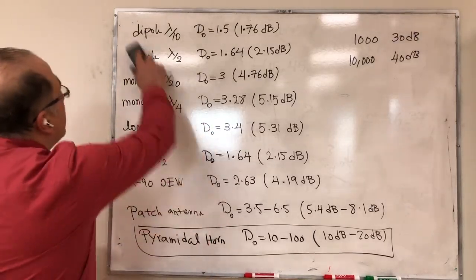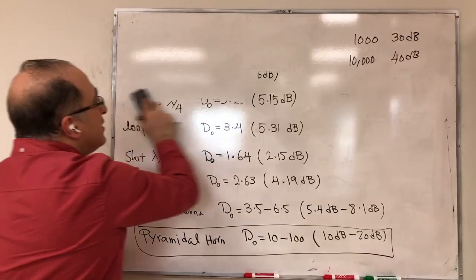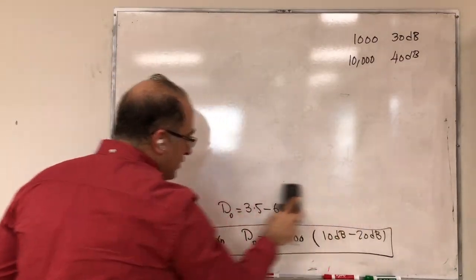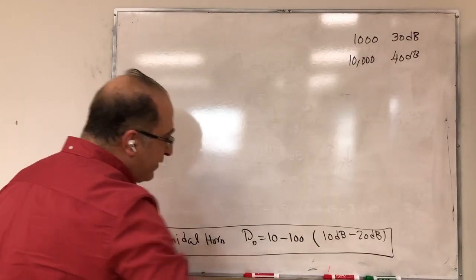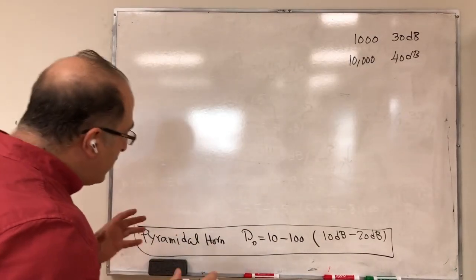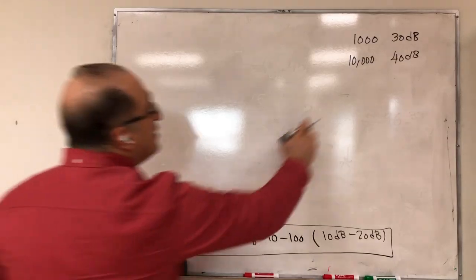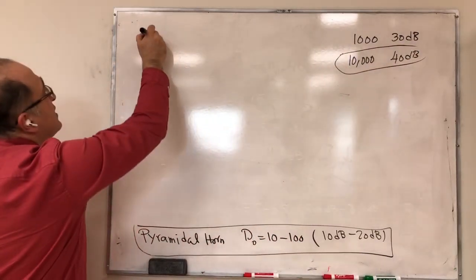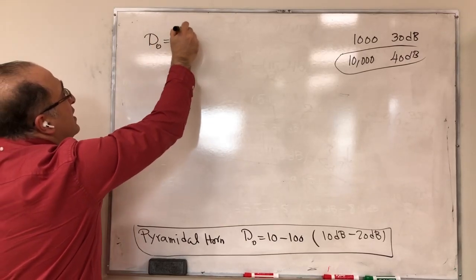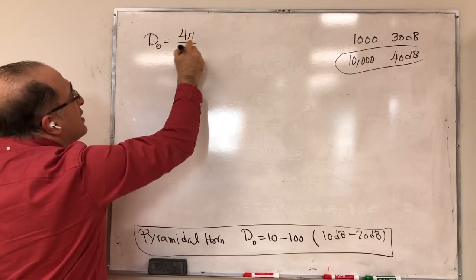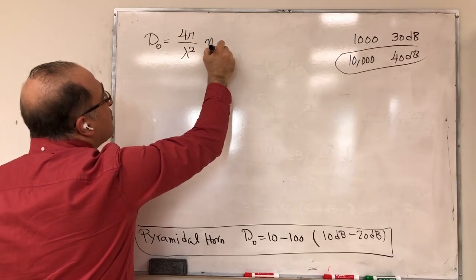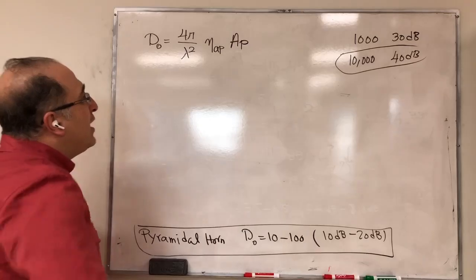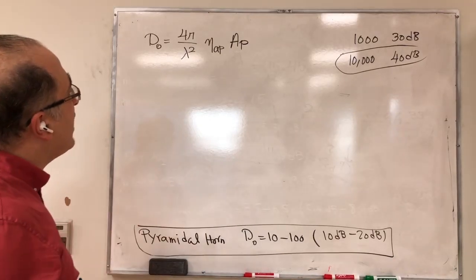So let me remove these things. And I'm just going to keep horn antenna. That's the typical directivity. But imagine we wanted to get to 10,000, for example. So that's my purpose. So I'm going to say D naught is 4 pi over lambda squared, I have my aperture efficiency, I have my physical area. So this is what I have here.